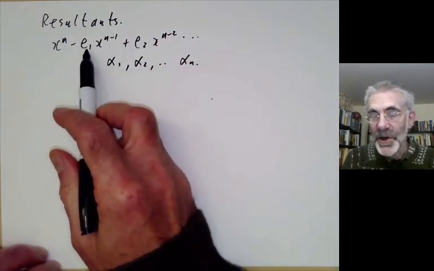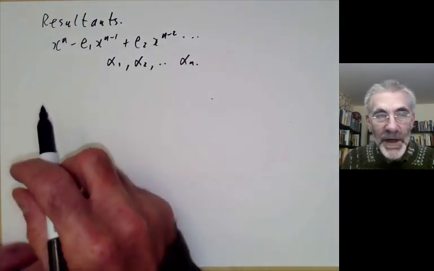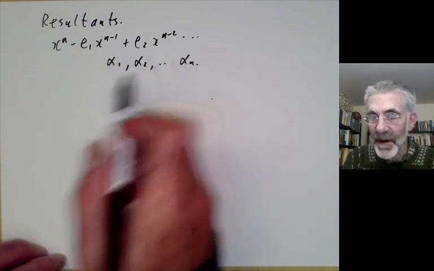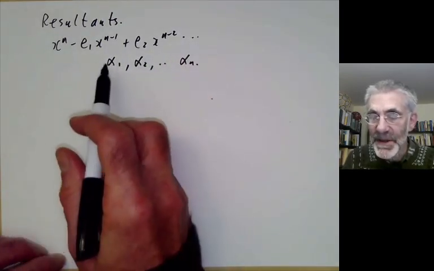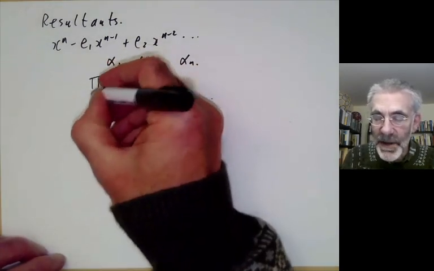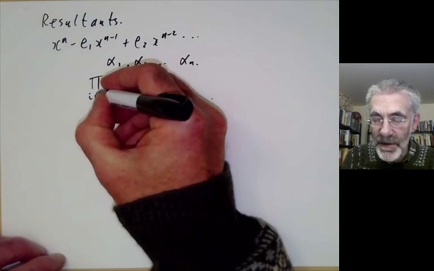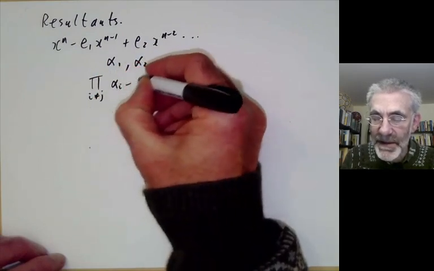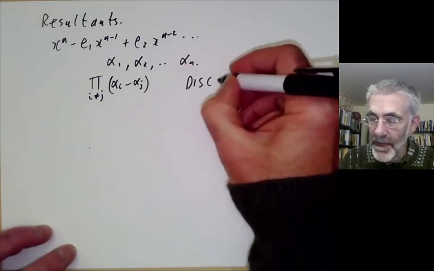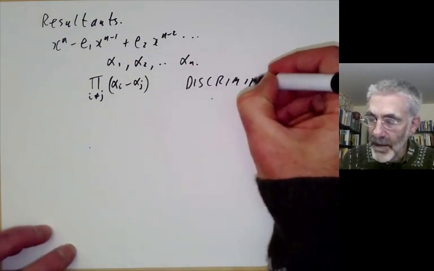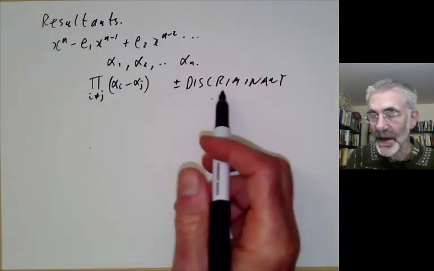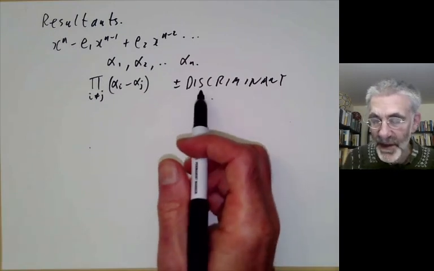And we showed that e1, e2 and so on generated the ring of all symmetric polynomials in the alpha i. And there's one particularly important symmetric polynomial in the roots alpha i, which is the product over i not equal to j of (alpha i - alpha j), which is called the discriminant of the polynomial, or at least up to sign. It's always a bit difficult pinning down the sign of this for a reason I'll explain a bit later.